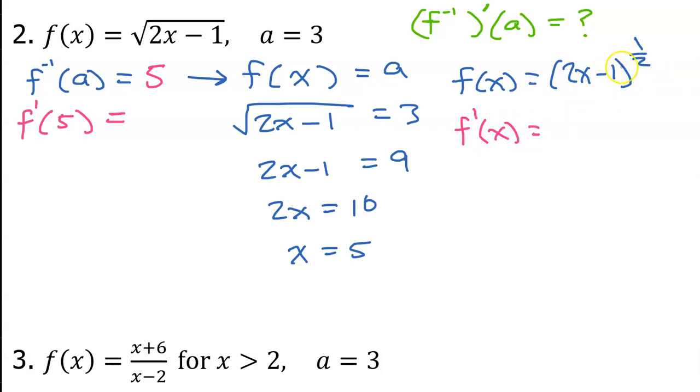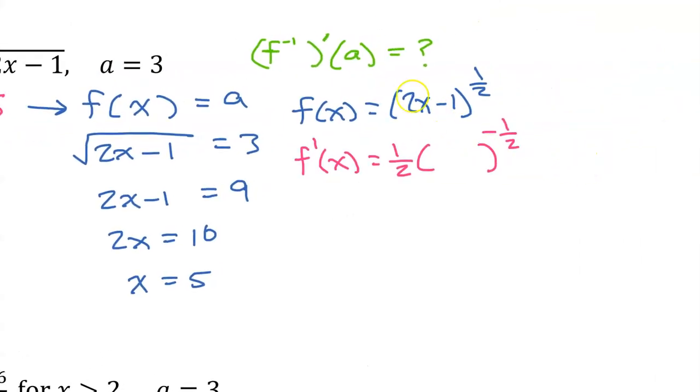So taking the derivative of the outer function, I'm going to have 1/2. I'm subtracting 1 from 1/2, so that'll give me negative 1/2. And then I've got the inner function, which is the 2x minus 1. But when you have an inner function, you need to multiply by the derivative of the inner function for the chain rule. So the derivative of 2x minus 1 is just 2.